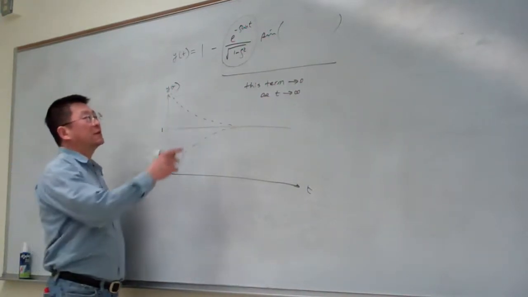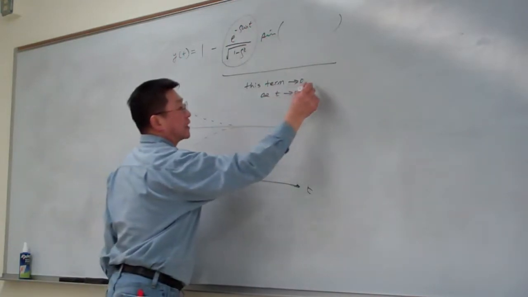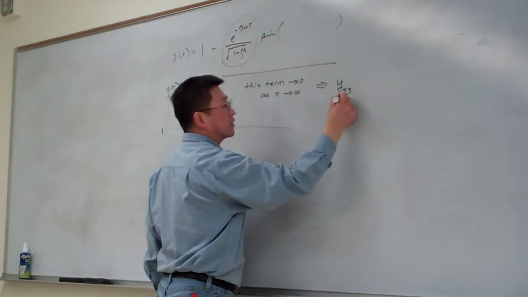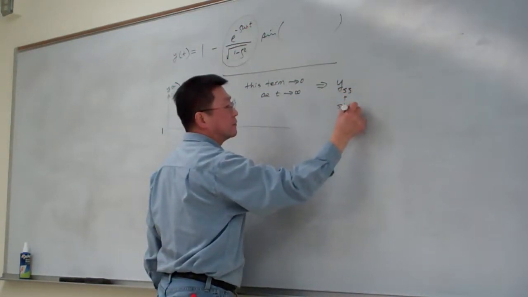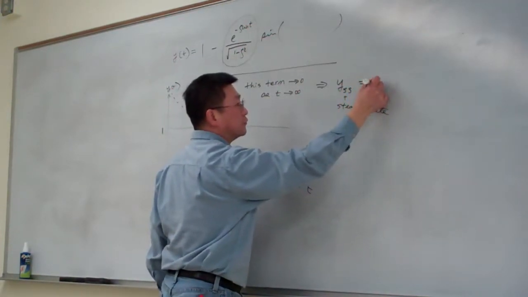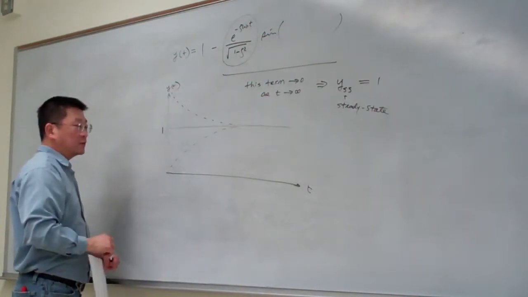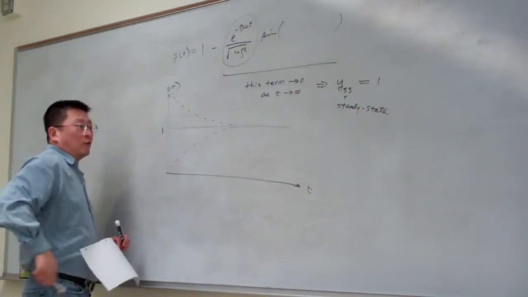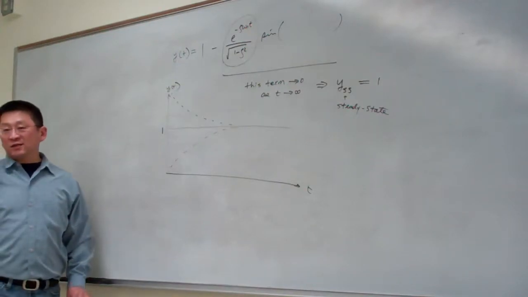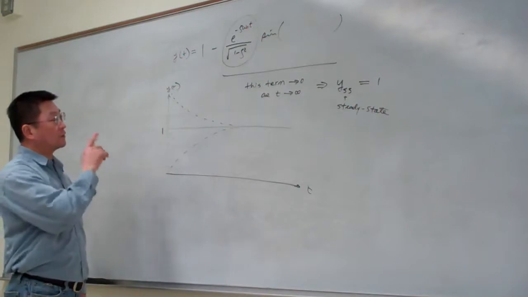So that means the steady state of y(t) is equal to 1. Whatever the response, eventually the value of y(t) will approach this level, and that is the steady state response. Okay, so now I have taken care of the steady state response of y(t).